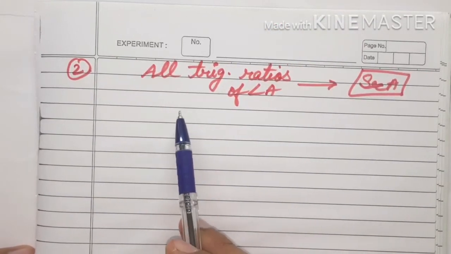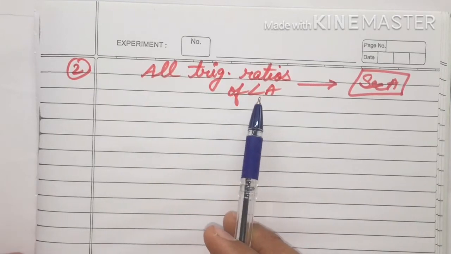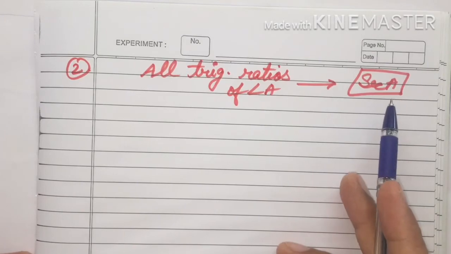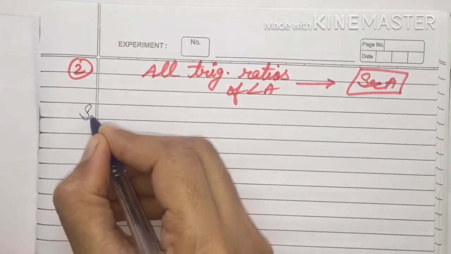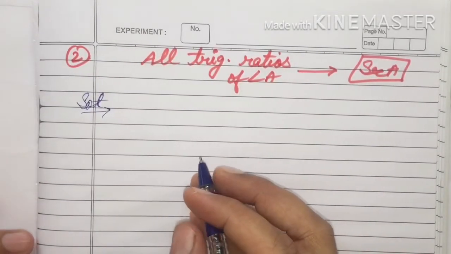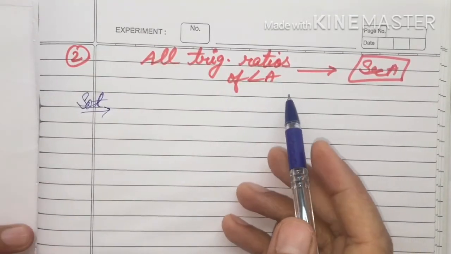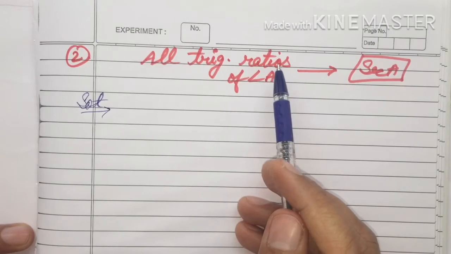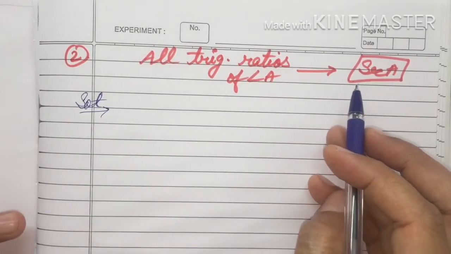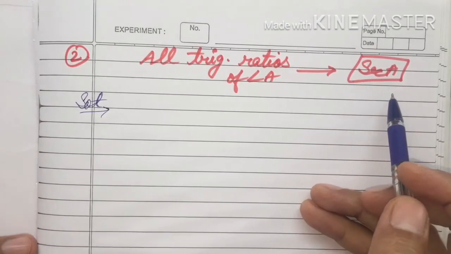In the second question, all trigonometric ratios of angle A we have to change in terms of secant A. As we did in the first question, in this type of question we have to use the identity according to our question. Because we have to change all six trigonometric ratios into the secant form.